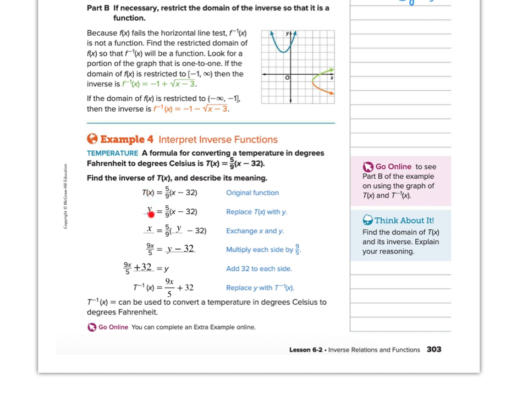We took our function and replaced it with y. We exchanged our y and x variables, and then we continued to solve for y, and come to find out that y is equal to 9x over 5 plus 32. So the inverse is going to be 9x over 5 plus 32. This is my function inverse, and this will convert temperatures from Celsius to Fahrenheit. We were going from Fahrenheit to Celsius, now we're going from Celsius to Fahrenheit. We just reversed our direction.